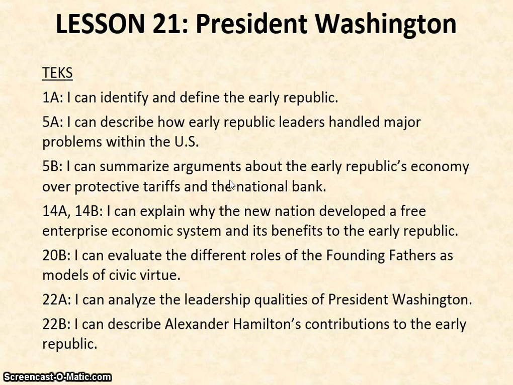That's another one we need to talk about. That we can look at the founding fathers as models of civic virtue. And by civic virtue, we mean when they put the needs of the country and their fellow citizens over their own personal needs. And we can analyze the leadership qualities of President Washington and the contributions of Alexander Hamilton.